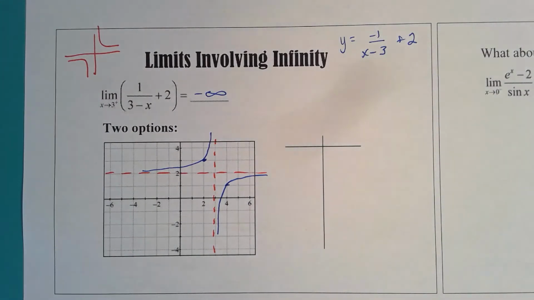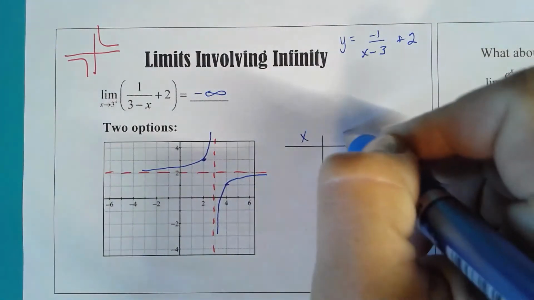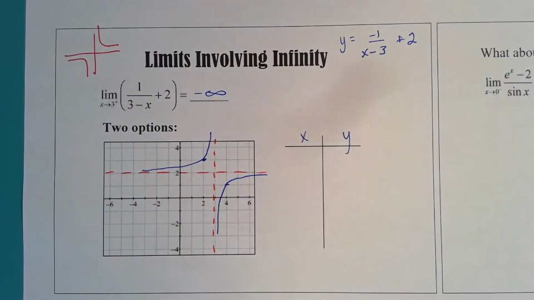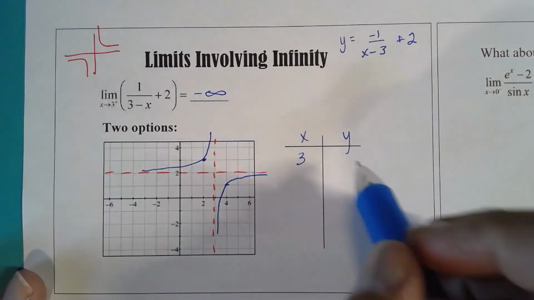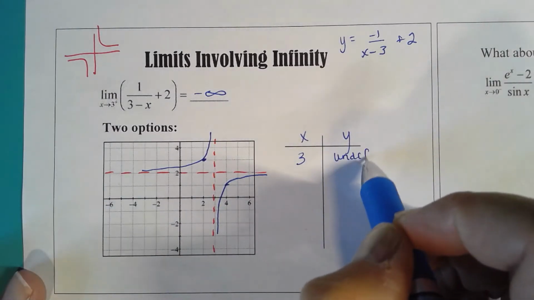So your other option, if you don't want to use the graph or you don't know what the graph looks like, is to make your own table. Make our own t-chart with x and y. Now, our goal is to get really close to 3. But we've already said, you know, when you plug in a 3, we're going to have a problem.